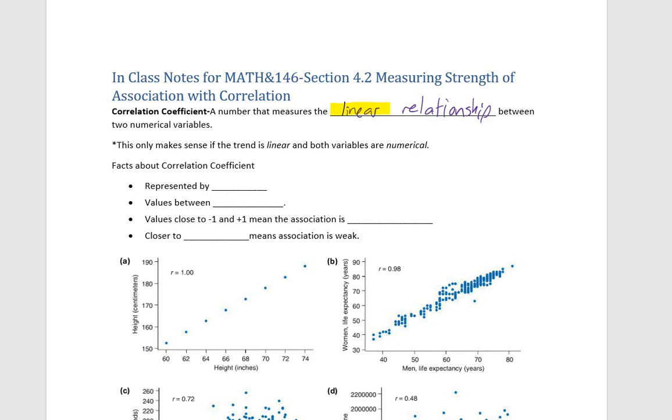If we have a relationship between two variables that is nonlinear, then we can't use a correlation coefficient before we do some work first, which we're not going to cover in this class, but I just want you guys to know that it does exist.